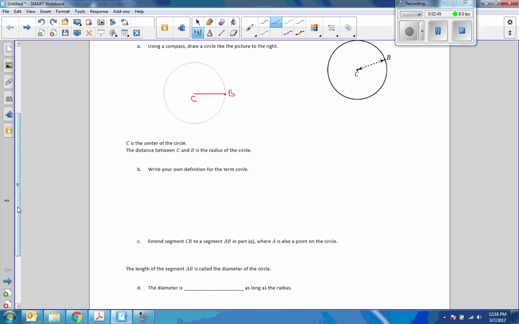So now it says, write your own definition for the term circle. So see if you can come up with your own explanation. If someone asks you what is a circle, how would you explain to them what a circle is? So pause the video, try to answer this on your own, and then we'll come back and see.